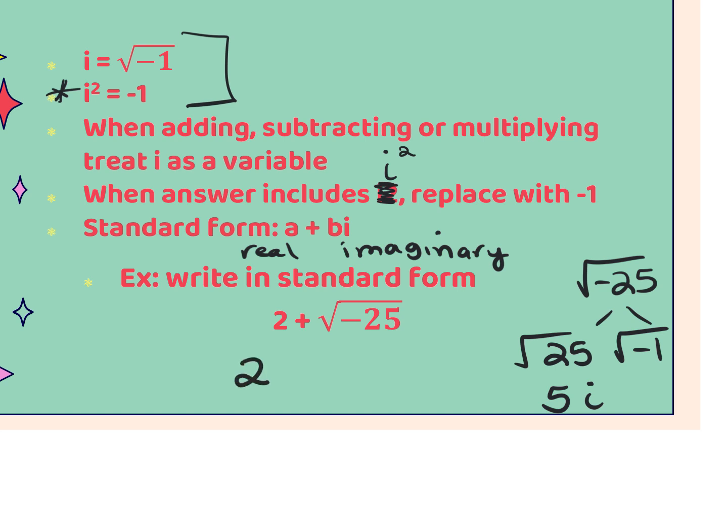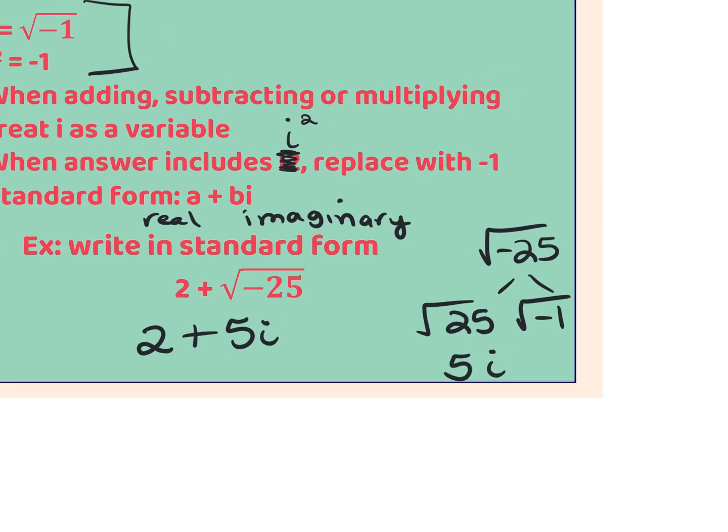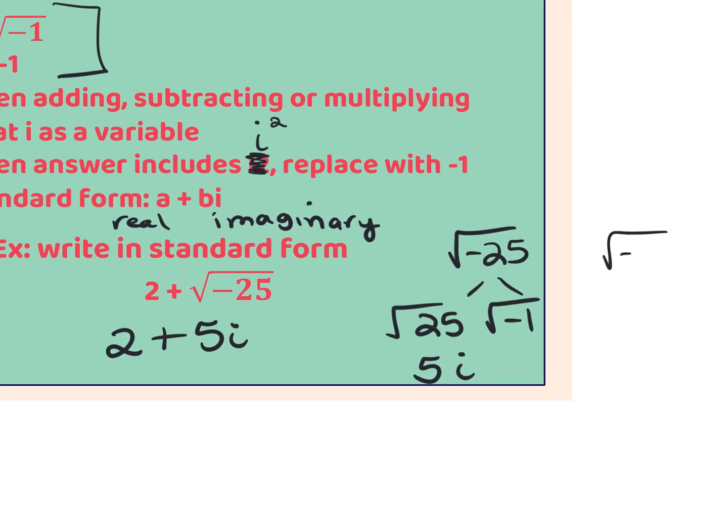So here, this final answer is just going to be 2 plus 5i. Now, technically, it wouldn't have mattered if I would have done the -1 first and put -1 times 25 and then gotten i and then the 5. It doesn't matter because multiplication is commutative, but technically a lot of times they're going to put the i after the number. So let me show you another example.